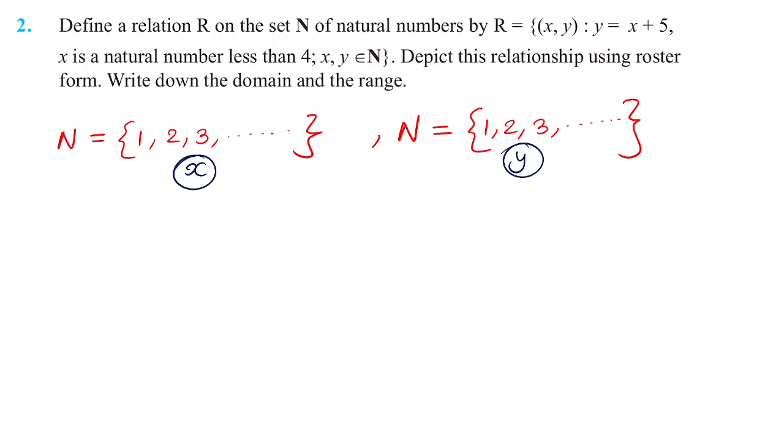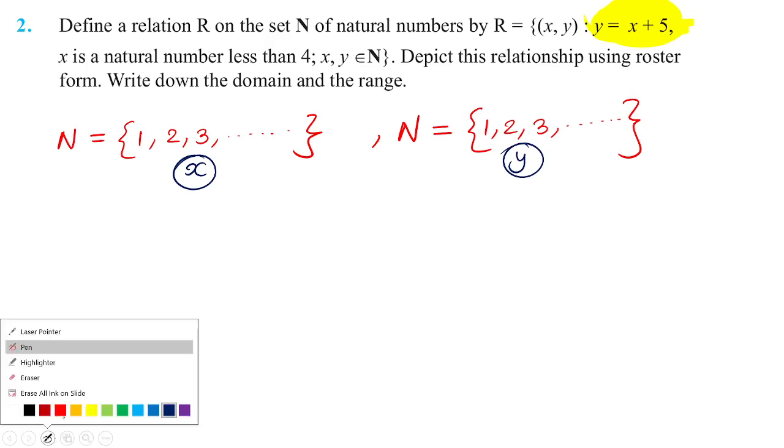The most important part is this: the connection between X and Y. The other things are common. Y equal to X plus 5. Depict this relation using roster form. Write down the domain and range. It's not a tough question. You can write the solution.